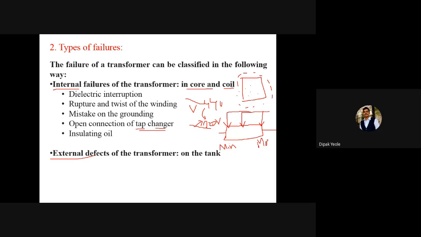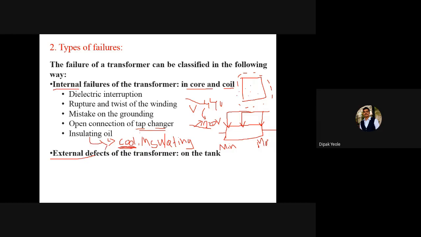We know that the purpose of this insulating oil is to cool the transformer windings as well as to act as an insulating medium. So this is the function of this insulating oil. We know that whenever there is an operation of the power transformer, heat is going to develop, and we have to dissipate this heat with the help of this insulating oil.